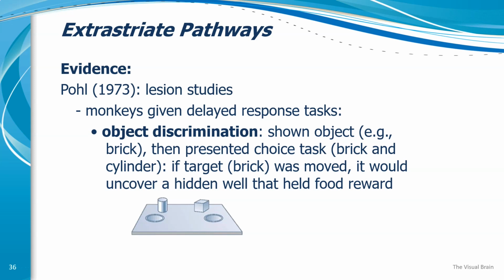Then it was presented with a choice task. As you see here, there's the brick and then a cylinder. Now the monkey has to remember what shape it was shown previously, and if they move the correct one, the brick, they will find a little hidden well that held a banana chip. But if you forget and you move the cylinder, you get nothing. You don't get to try again. No second chances.